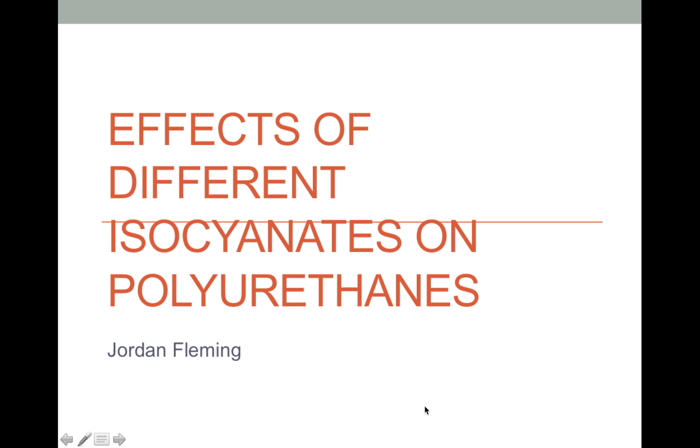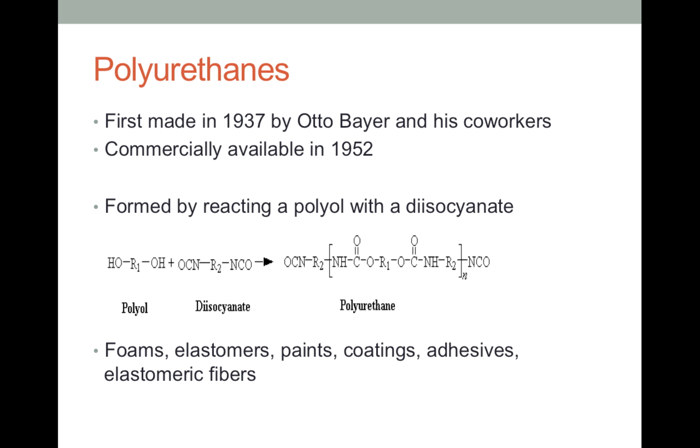Okay, I will be talking about the effects of different isocyanates on polyurethanes. First, I will talk about a little history. Otto Bayer and his coworkers first made polyurethanes in 1937 and they became commercially available in 1952.